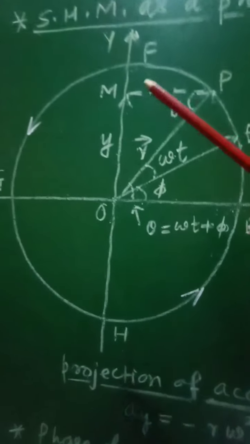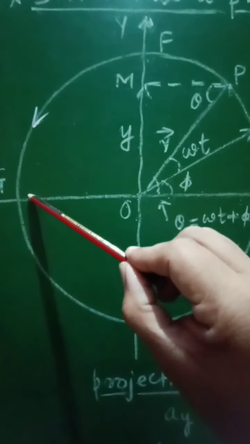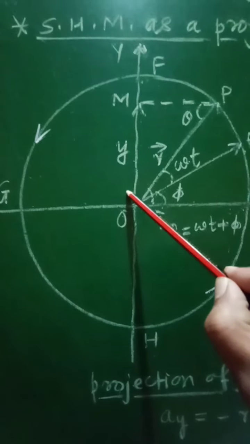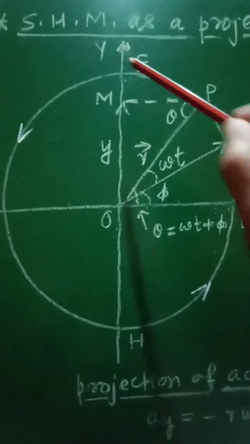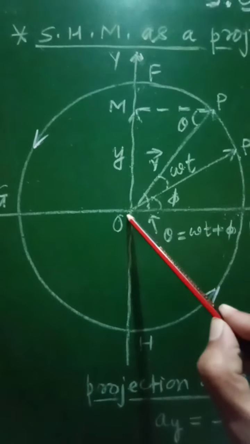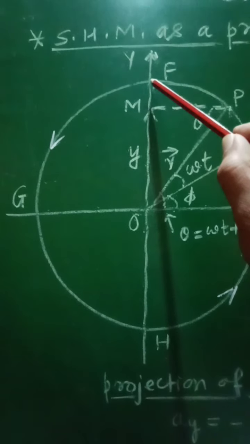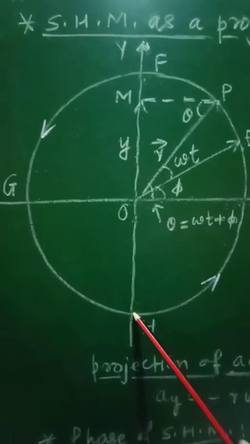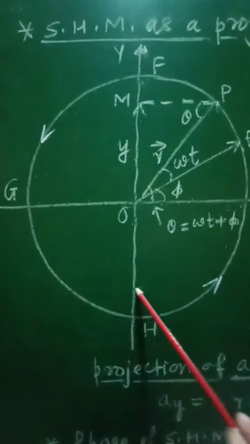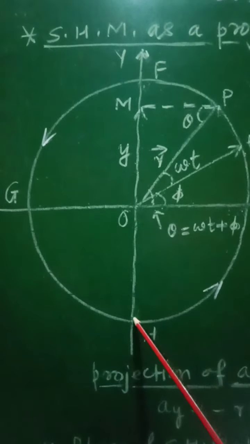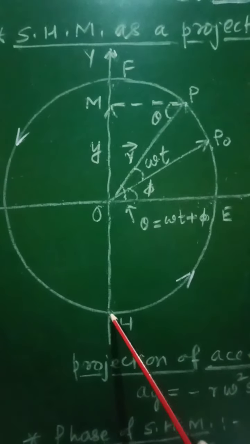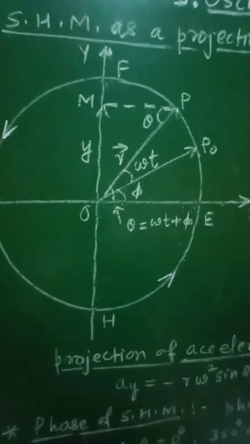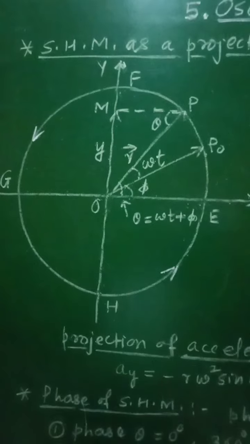So along positive direction of y-axis, when that particle is moving from E to F, the projection will move from O to F. Now when that particle moves from F to G, the projection will come from F to O. Again, when that particle moves from G to H, the perpendiculars drawn from the positions of the particle on y-axis will move from O to H. And when that particle moves from H to E, the projections will again move from H to O. So in this way, the projections of that particle for its different positions will be shown.